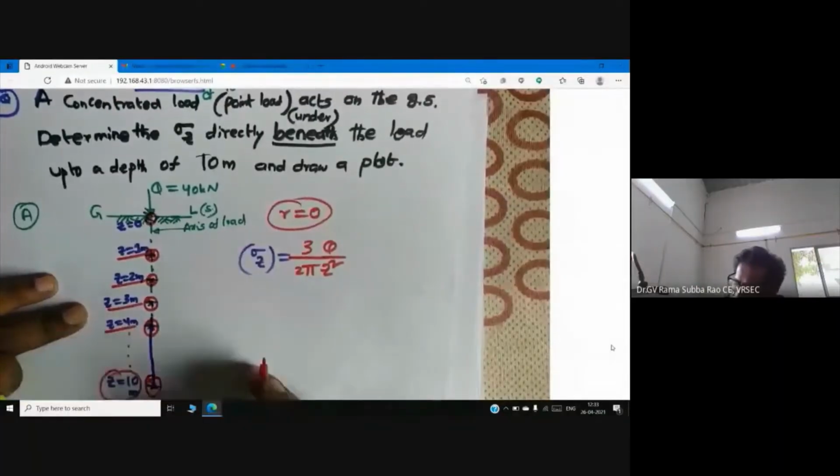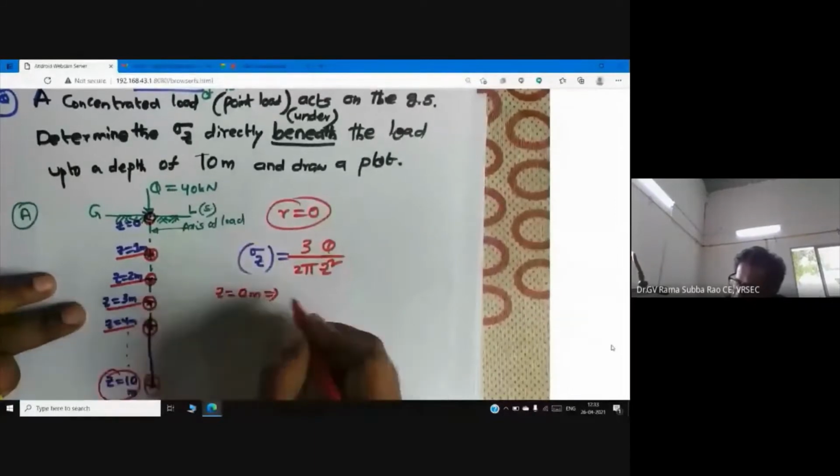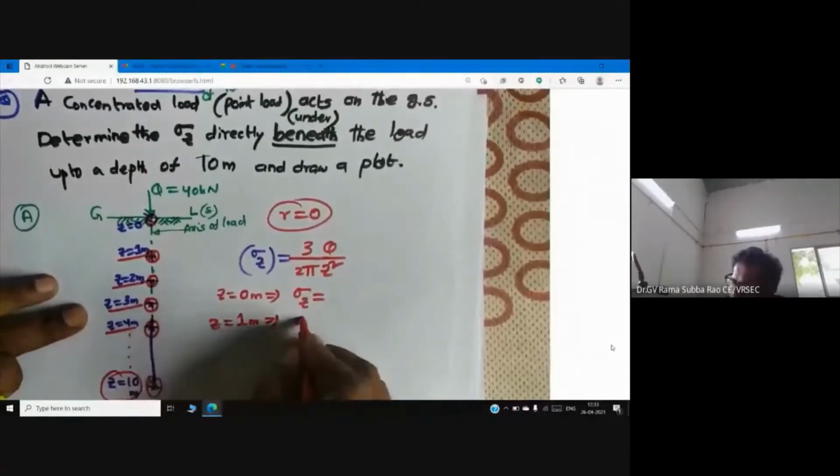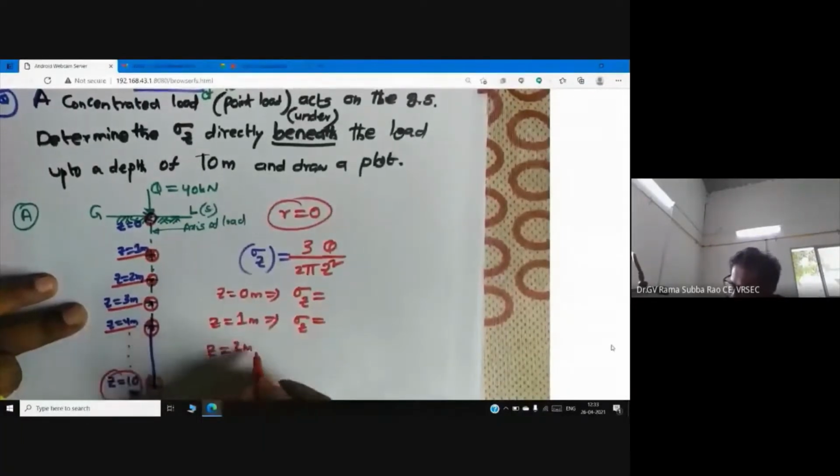Now if Z is 0 meter, what is sigma Z? If Z is 1 meter, what is sigma Z? If Z is 2 meter, what is sigma Z? I want to know from you.